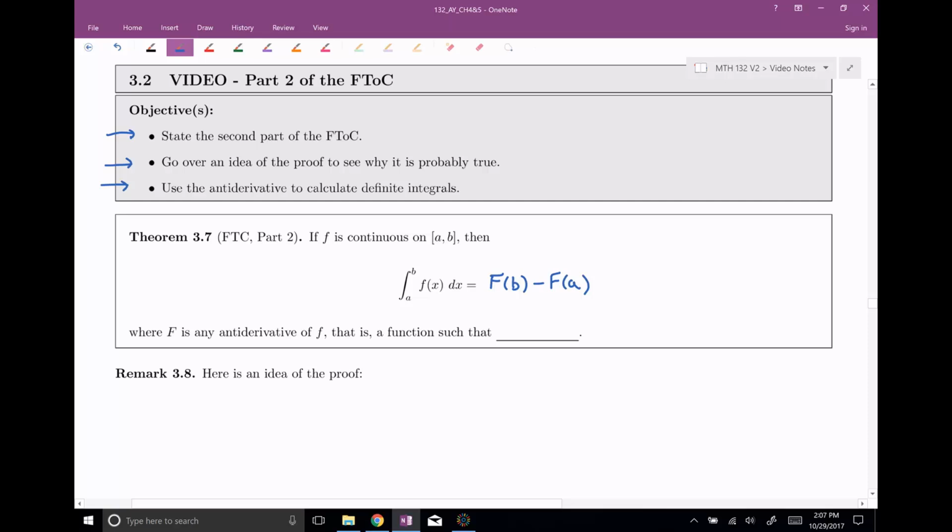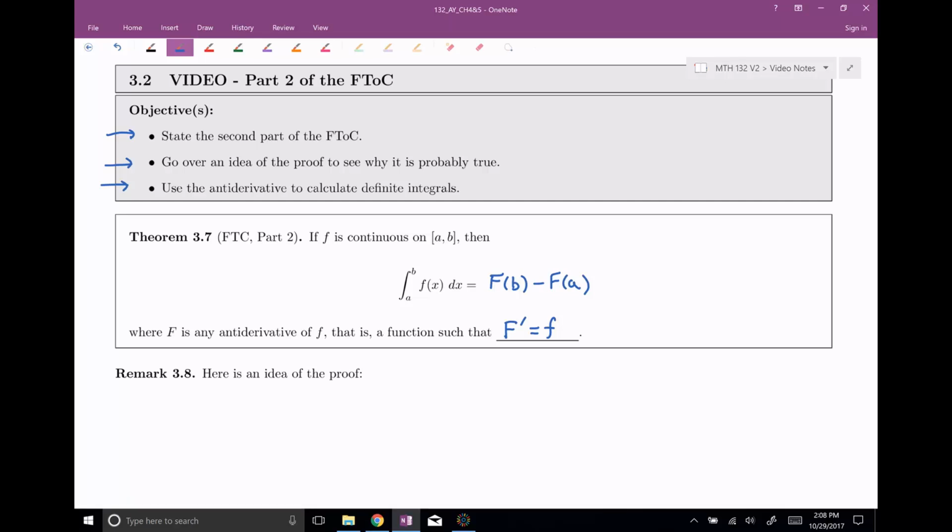Remember, this was some terminology that we brought up at the very end of chapter 3. An antiderivative of f is a function such that when you take the derivative of it, you get back to where you started. You get little f. And oh my goodness, this is going to make our definite integrals so much faster. I'm excited to do it.